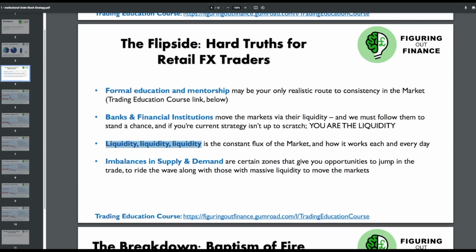And your job as a trader is to identify imbalances in supply and demand, and these are certain zones basically that give you the opportunity to jump in the trade to ride the wave along with the market makers who have the liquidity in the market to move the markets, okay?